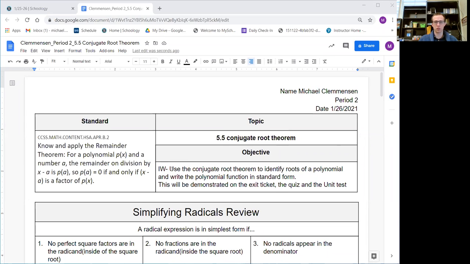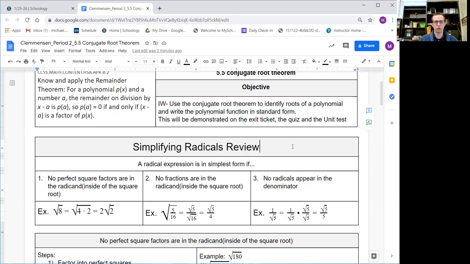The first one is use the conjugate root theorem to identify roots of a polynomial. And then our second main objective for today is to write the polynomial function in standard form. And those are two main things. And you'll show that on the exit ticket at the end of class, the quiz, and then the unit test. Those are three main ways.